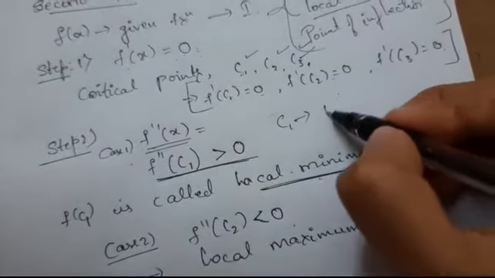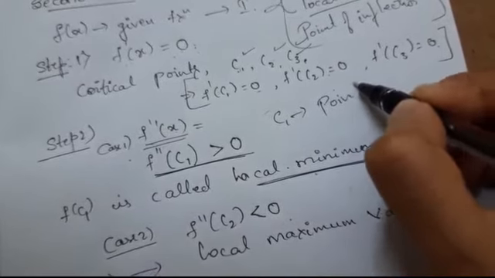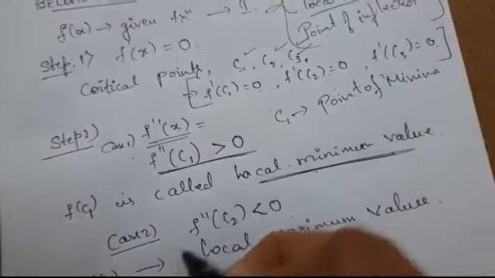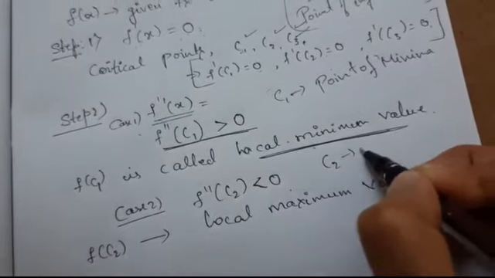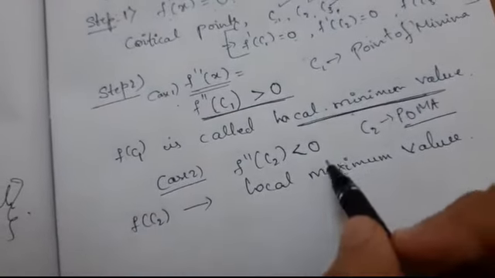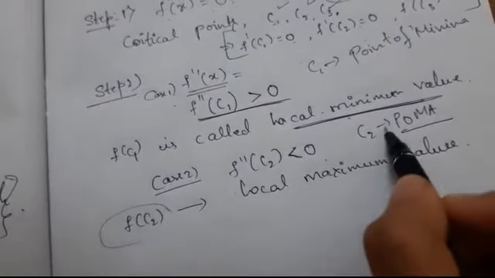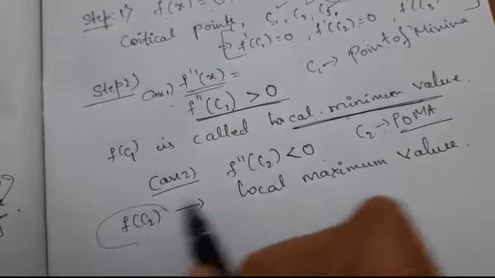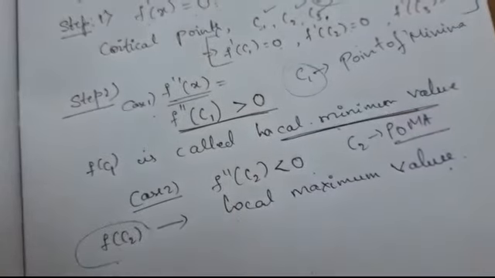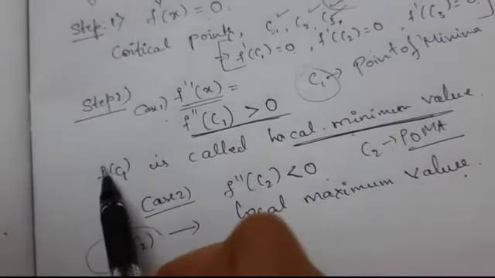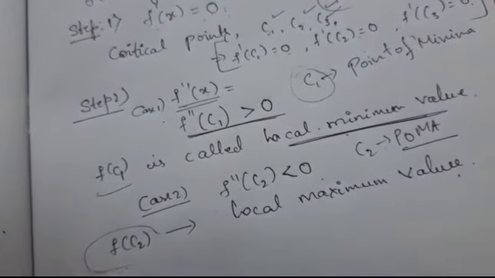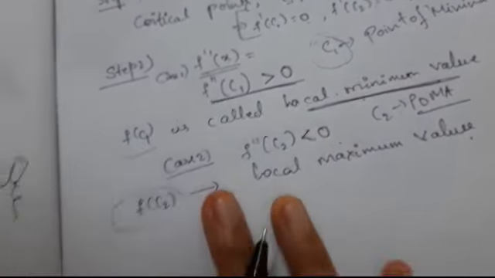This point C1 is called what? Point of minima. And here the C2 point is called what? Point of maxima. When you input the value of C2 in the given function f(x), that is called the local maximum value. If you input the point of minima you got into the given function f(x), the value you get is called the local minimum value.